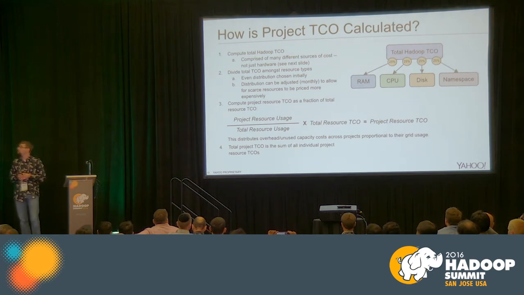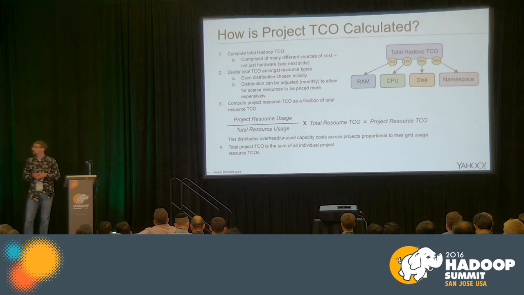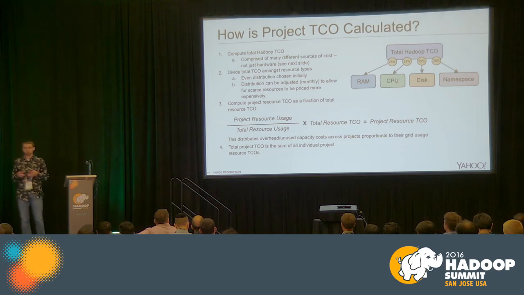So how do we do it? We first needed to come up with a total platform cost. And previous models tended to focus mainly on the cost of servers, but we wanted to have a more comprehensive picture. And so I'll go into the details of that in the next slide. But the next step was dividing that total platform cost by all the resources that we wanted to charge for. We chose an even distribution to start, so RAM, CPU, disk, and namespace each got 25% of that total platform cost. But we've designed it to be flexible so that we can adjust that distribution on a monthly basis and perhaps charge more for more scarce resources.